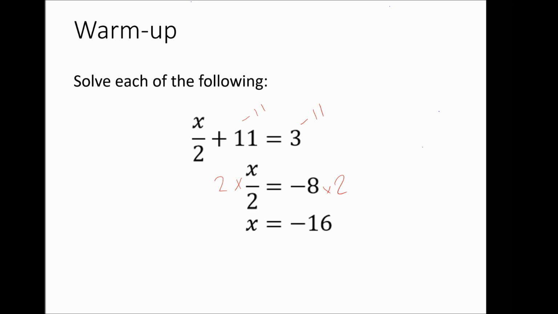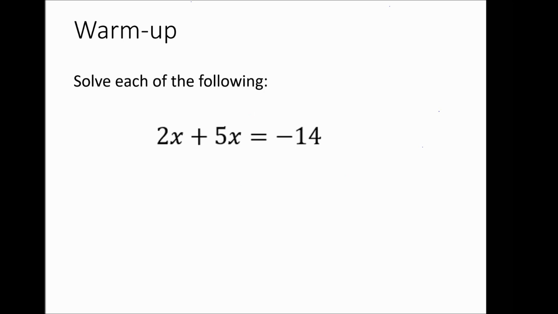Let's have a look at the next one. So it was 2x plus 5x is equal to negative 14. Now with this one, we have to collect our like terms before we move forward. So when I collect my like terms, if I've got 2 x's and 5 x's, in total I've had 7 x's. Again, it's not x squared, because we're just collecting like terms.